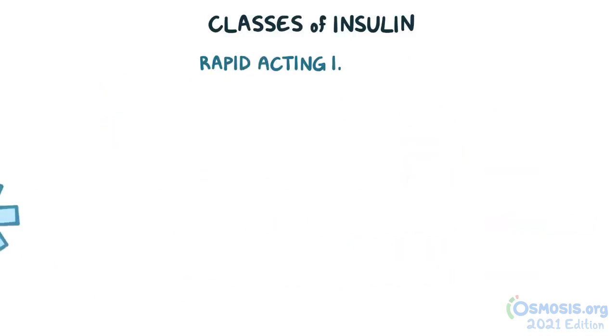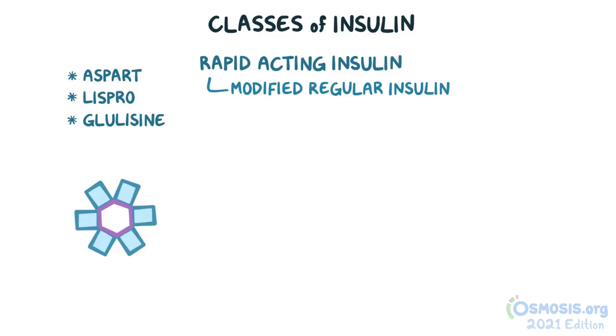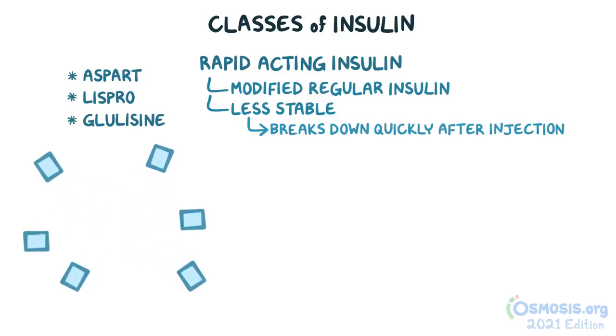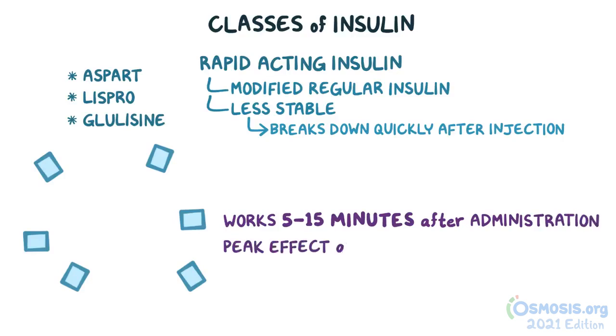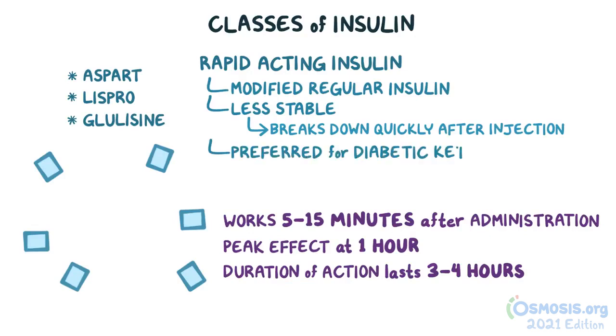Next are the rapid-acting insulins, which include insulin aspart, lispro, and glulisine. All of these insulins are actually modified versions of regular insulin with different sequences of amino acids. This makes them less stable, and they break down into single monomers soon after injection. Rapid-acting insulins begin working within 5 to 15 minutes of administration, with a peak effect at 1 hour. Their effect lasts for 3 to 4 hours. These insulins are injected right before a meal, or they can be used in insulin pumps. They're also the preferred insulin for treating diabetic ketoacidosis.